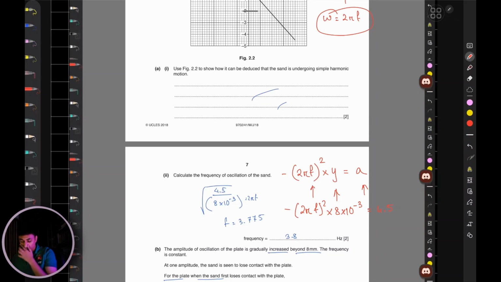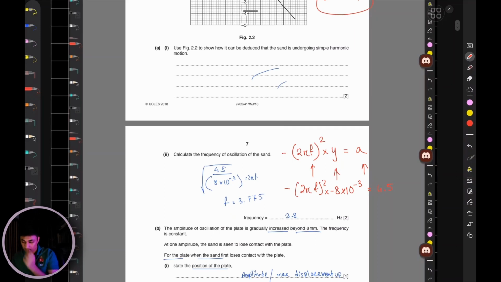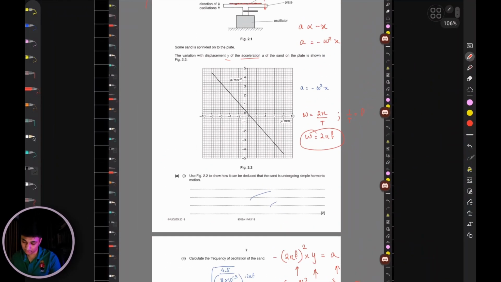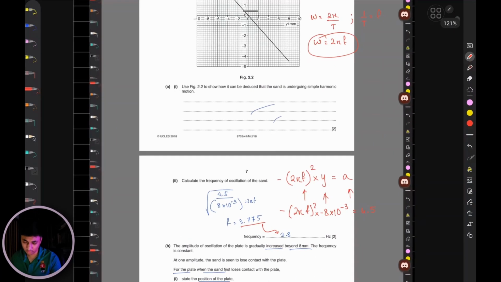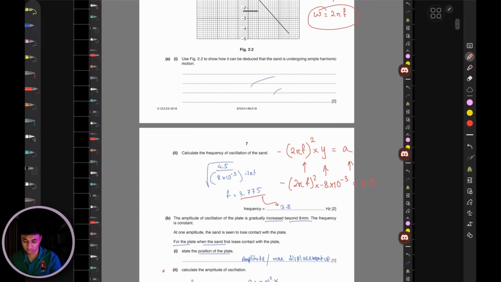4.5. Now, over here, it's nothing but making frequency the subject. So if you make frequency the subject over here, what you're going to see is your final value of frequency is 3.775 and you're going to write your final answer as 3.8, right? Great. So that is basically it for A part 2. So you can try it for yourself. You can make frequency the subject and see if your final answer is 3.8, right?